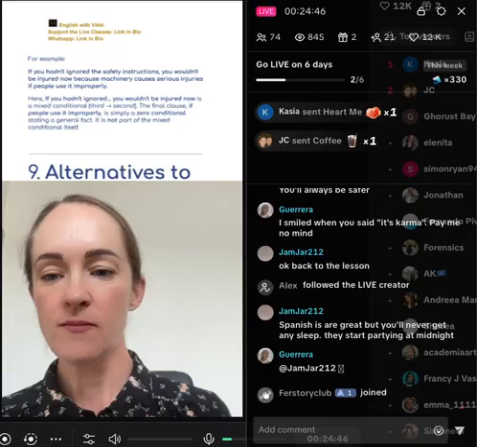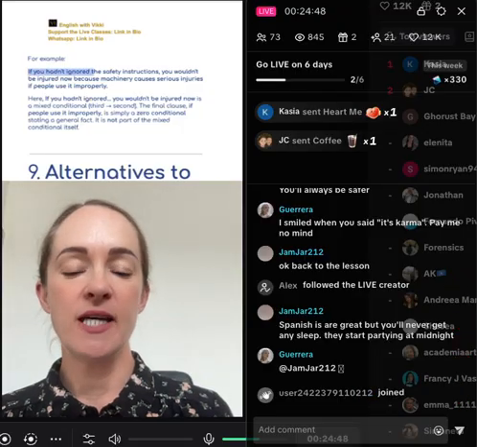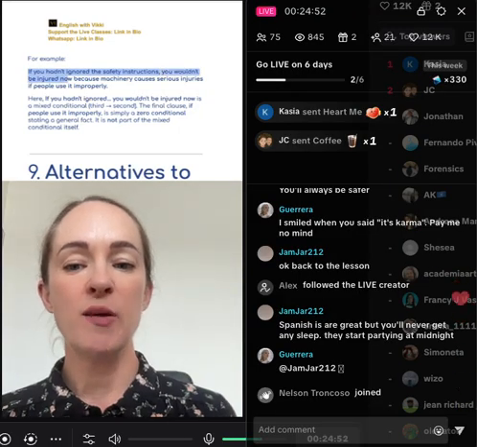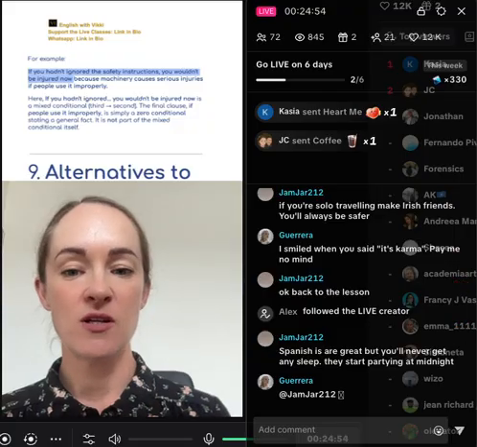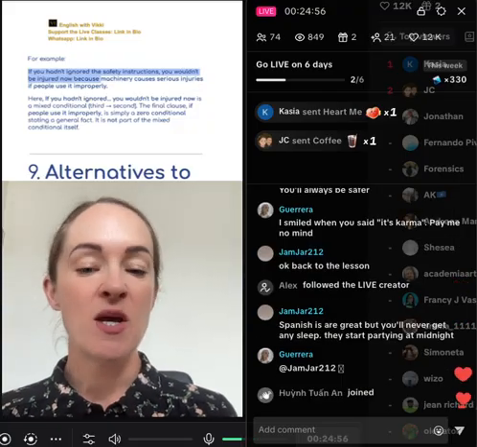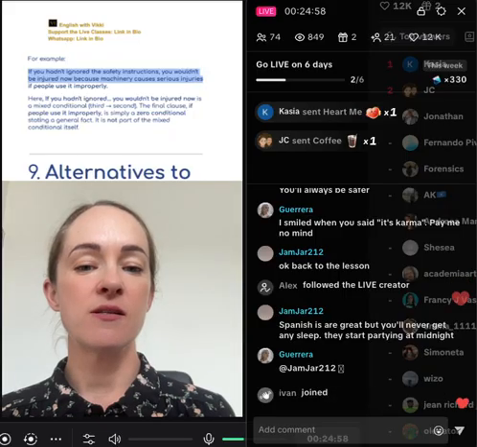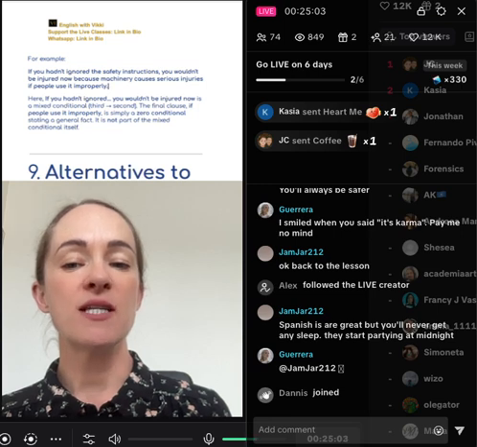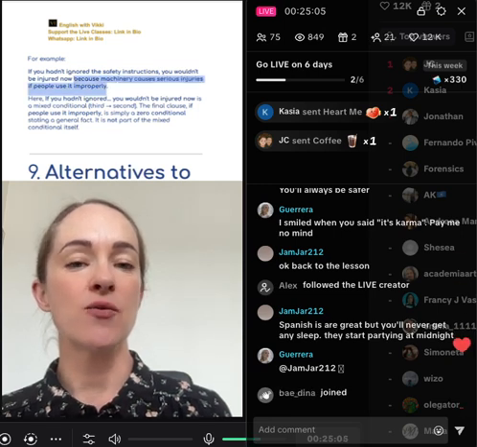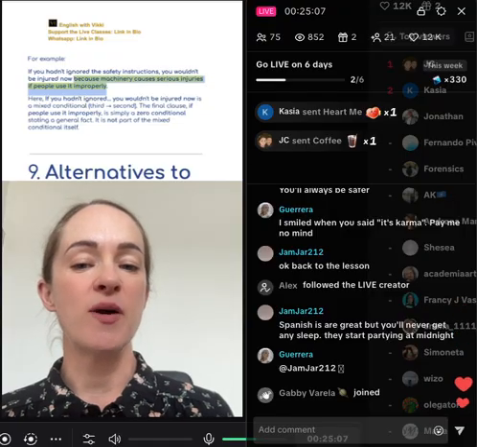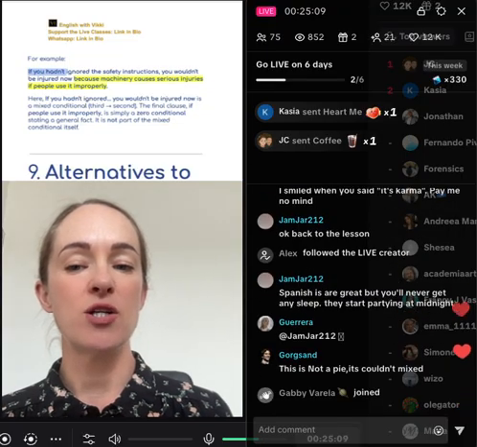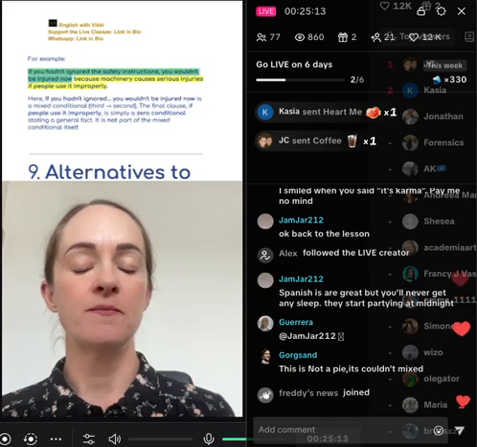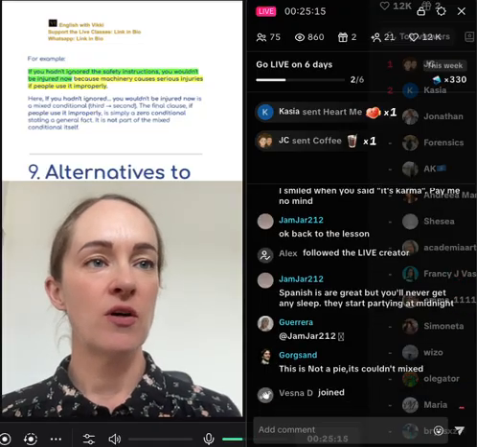Look. If you hadn't ignored the safety structures, this is 3, you wouldn't be injured now. This is the second. And then, because machinery causes serious injuries if people use it improperly. So you can see here I put at the end the 0, but really it's not part of my main conditional. My main mixed conditional here is 3 and 2. And then after, I said because, and I put the 0.